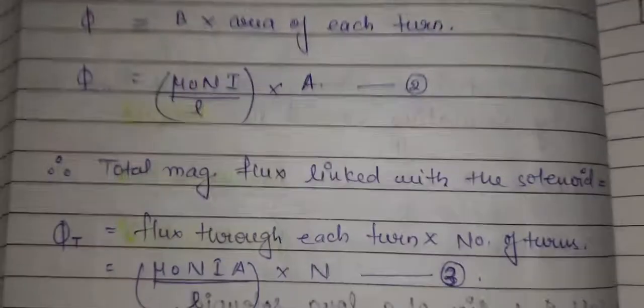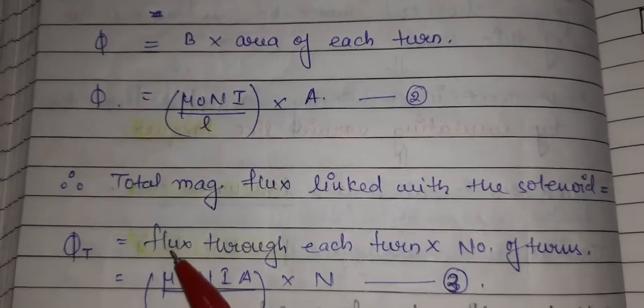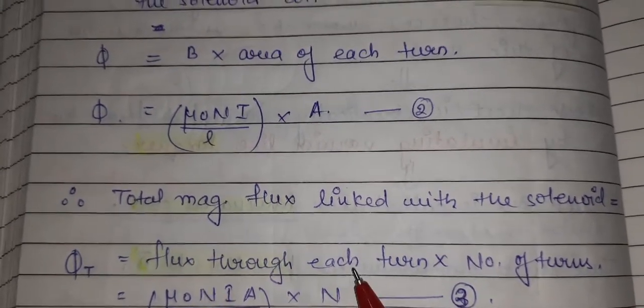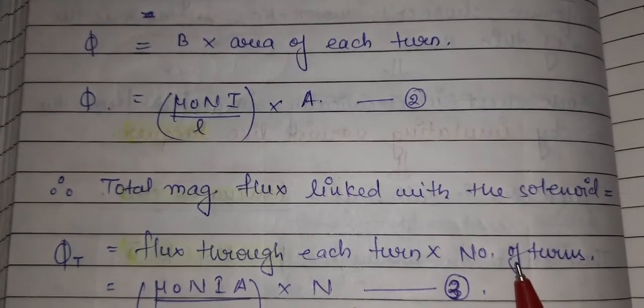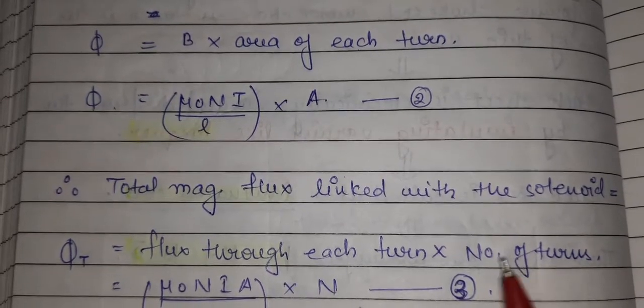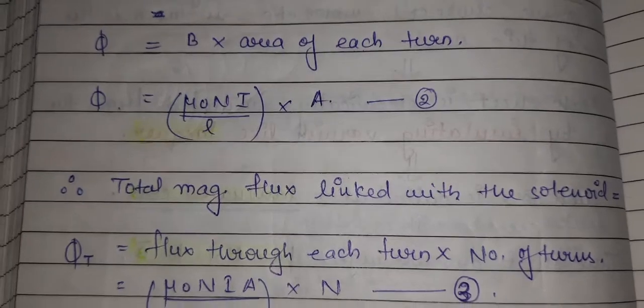Now, how will we get the total magnetic flux linked with the coil? What is the total? How do we get the total flux? Just do one thing. Find the flux through each coil and multiply it by the number of turns. If suppose we have 5 turns, we will find the flux through one turn and multiply it by 5.